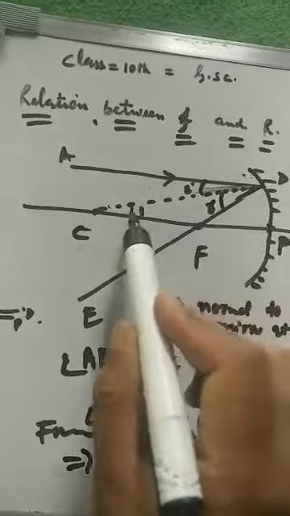यूजिंग इक्वेशन 5, what we get? CP is equal to minus R, FP is equal to minus F, so 2 times minus F, or minus R is equal to minus 2F, minus cancel, R is equal to 2 times F. यहाँ ऐसे भी लिखेंगे हम, F is equal to R by 2. This is the relation between R and F.